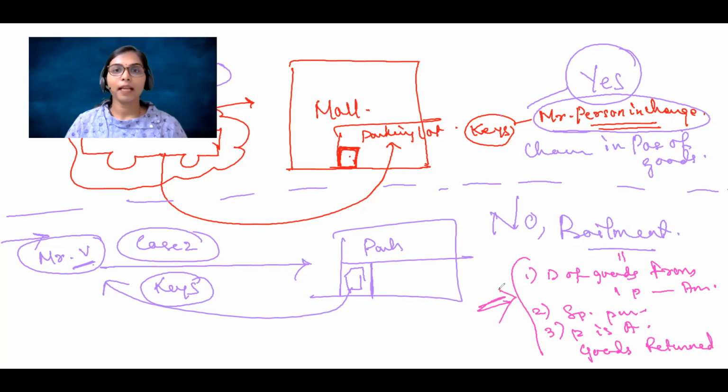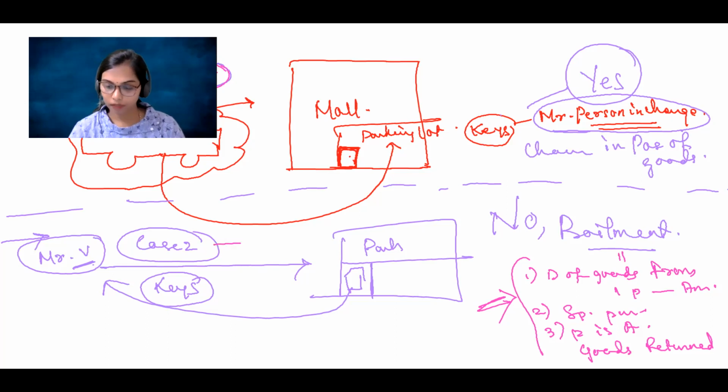No. Here, keys are not being transferred from one person to another. There is no specific purpose. There is no change in possession of the goods. Then how can there be bailment? Hence, it is not called bailment. Remember, in this scenario, case 1 is bailment. Case 2 is no bailment.